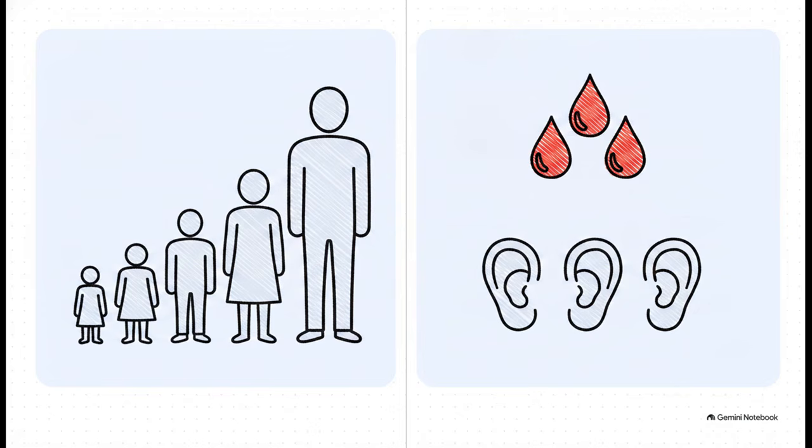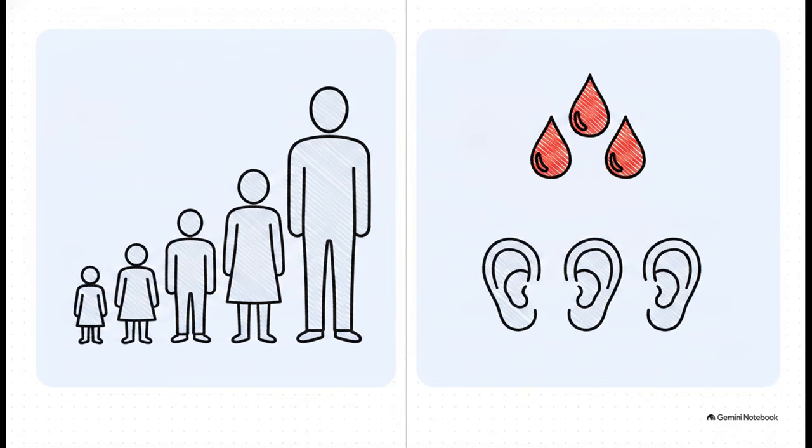Now, variation generally falls into 2 distinct buckets. First up, we have continuous variation. These are traits that show a really wide, gradual range of values with absolutely no sharp categories. Think of human height or skin tone. This type of variation is usually controlled by many different genes and is heavily influenced by the environment.